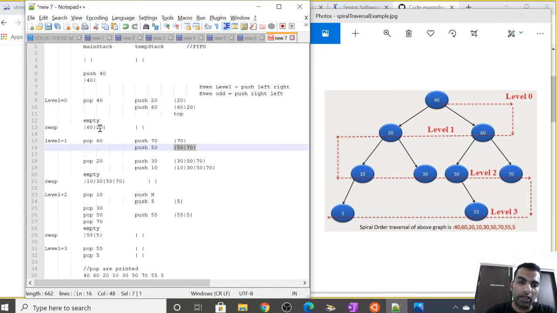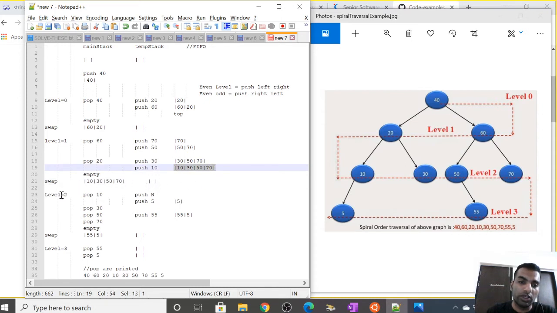Now we have already popped 60, we are only left with entry 20. So when we pop 20, since we are at an odd level, we will push right and left. So we will push 30. Earlier the temporary stack was 50-70, so now it becomes 30-50-70, and then when we push 10, it will become 10-30-50 and 70. Because we had only two entries on the main stack, now it becomes empty. So now we again swap the temporary stack, which was this, with the main stack.